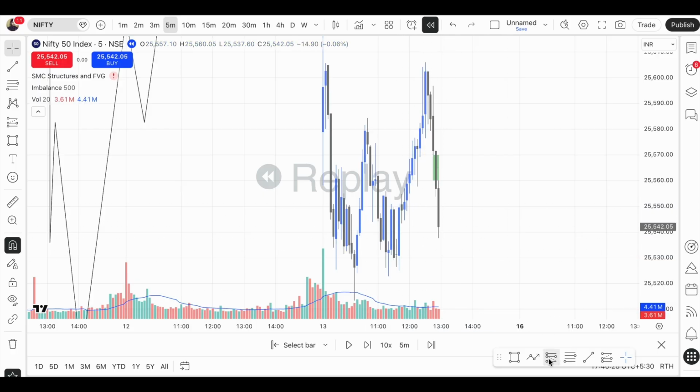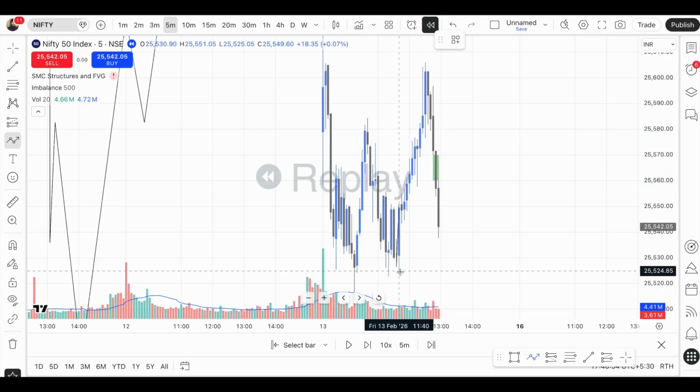We see that as part of the internal structure, this supply is now holding on, right? This supply is not broken completely. So whenever a supply is being hit, what do we want to see? We wanted to see a change in character, at least in a small time frame.